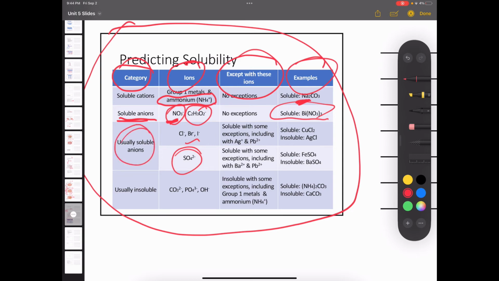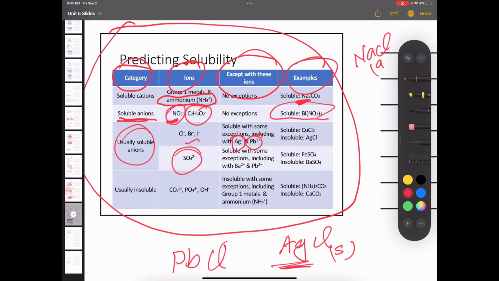When it comes to chlorine, bromine, iodine, and also the sulfate, they are usually soluble, which means that we have exceptions. So for chloride, bromide, and iodide, they are soluble with some exceptions, including silver and lead. So something like NaCl will be soluble, so this will be aqueous. On the other hand, something like AgCl will be solid, because silver is the exception. Same thing with PbCl2. So this one will be solid as well.